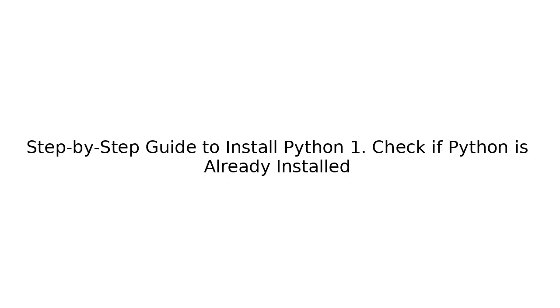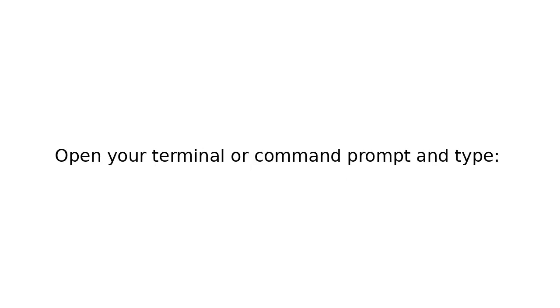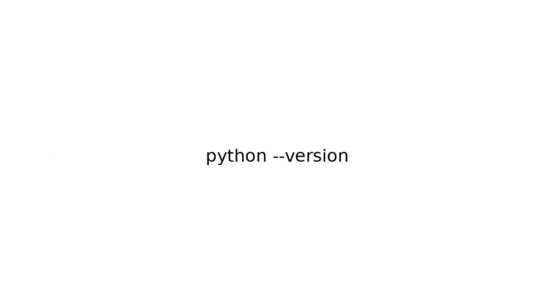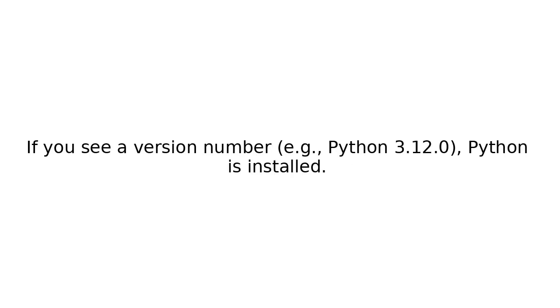1. Check if Python is already installed. Open your terminal or command prompt and type python --version or python3 --version. If you see a version number, e.g., Python 3.12.0, Python is installed. If not, you need to install it.